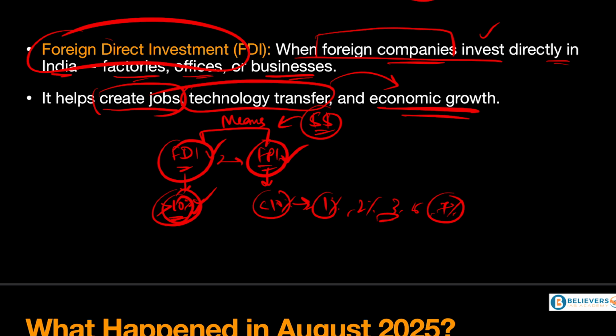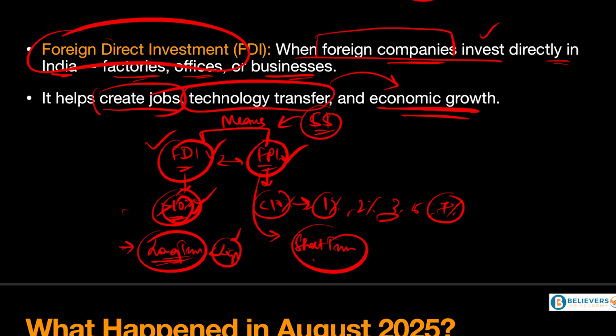Now, what is another important difference? FDI is pretty much long term, and the liquidity is also very low in terms of FDI. On the contrary, FPI is pretty much a short term investment for foreign investors who invest in Indian companies, and it is also much more liquid as compared to FDI.